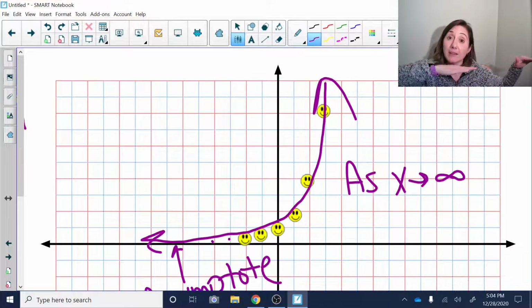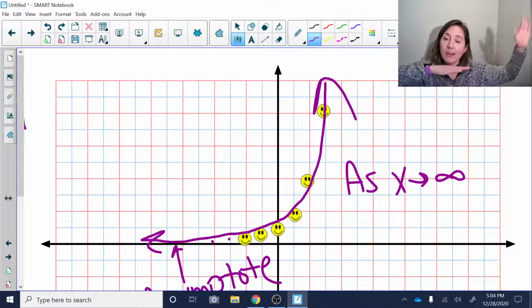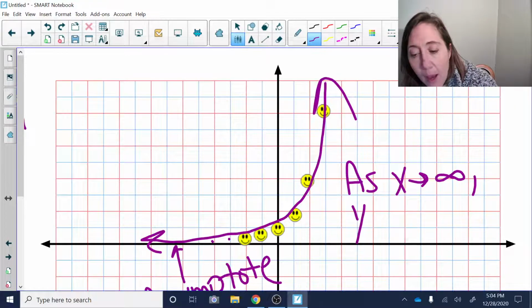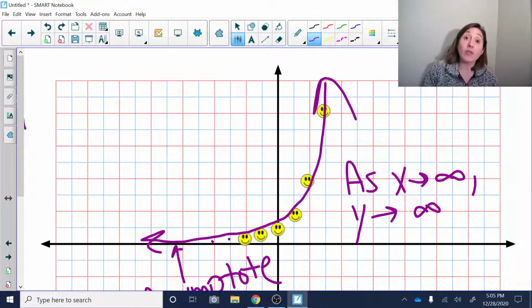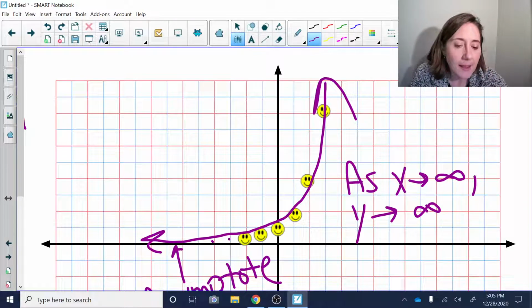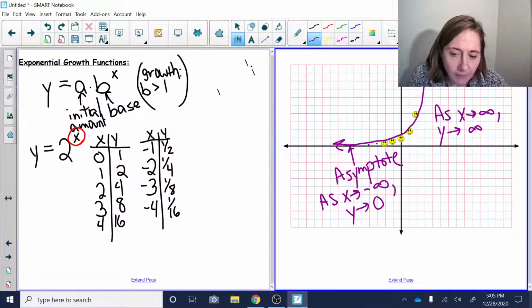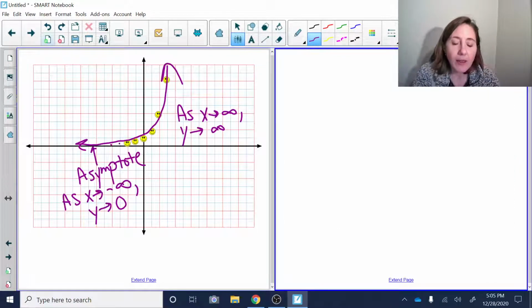So as I go to the right on this graph, what do my y's do? They skyrocket. So the way to say that is you say the y's are approaching positive infinity. So there's your two end behaviors. What would the domain on this be? So let's say I wanted to see this. Let's add another page. Okay, so what would the domain and the range of this be?